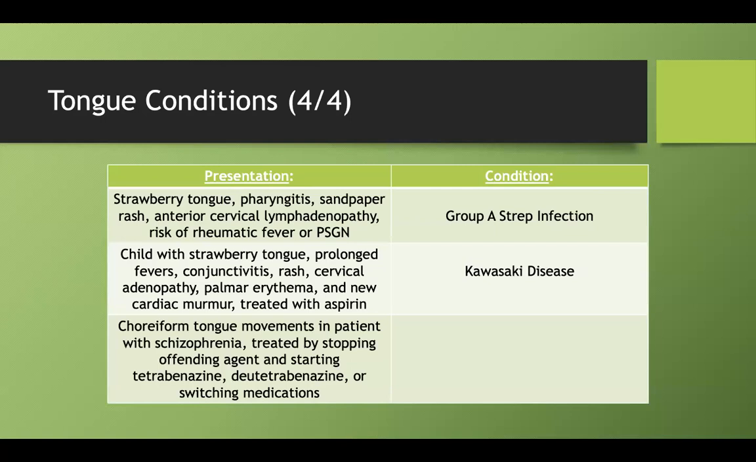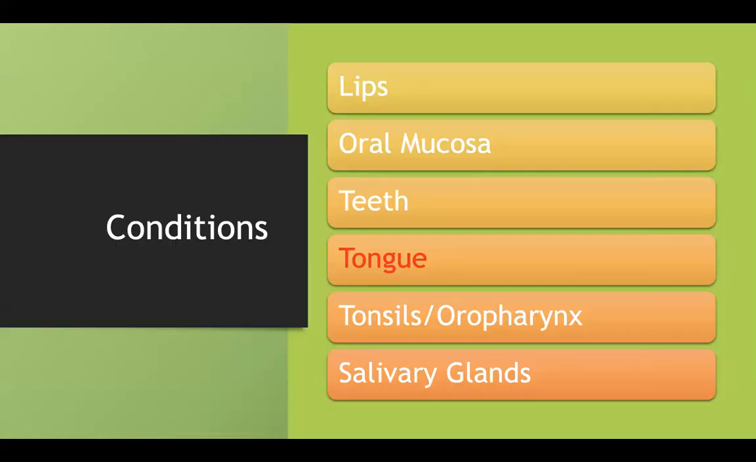Anybody know what it's called when you have choreiform, which kind of means random sporadic tongue movements, in a patient with schizophrenia? And you treat this condition by stopping the antipsychotic, or you have to switch medications, or you can give them tetrabenazine or deutetrabenazine. This is called tardive dyskinesia. It's one of the late reactions to prolonged antipsychotic use, especially the typical antipsychotics.